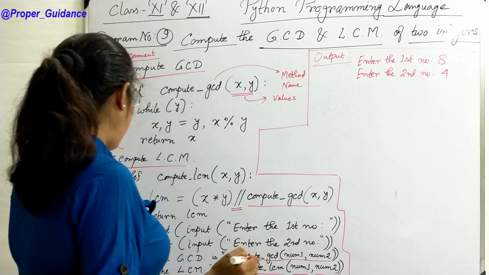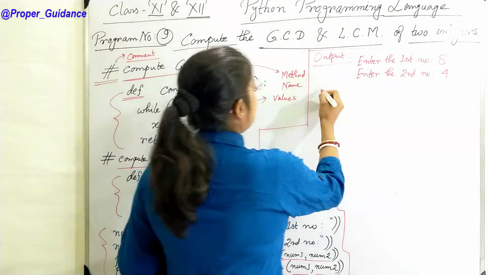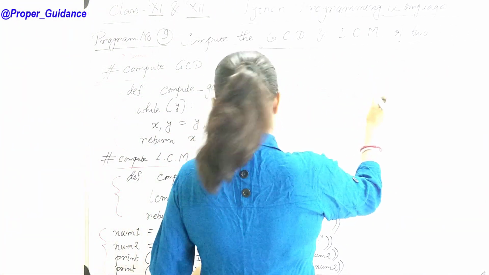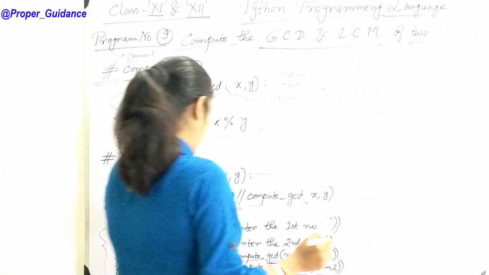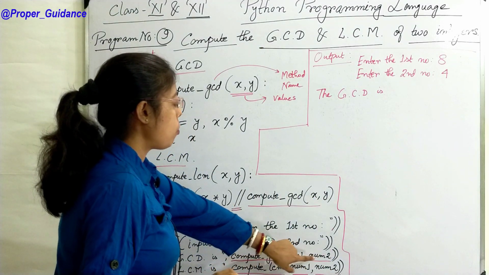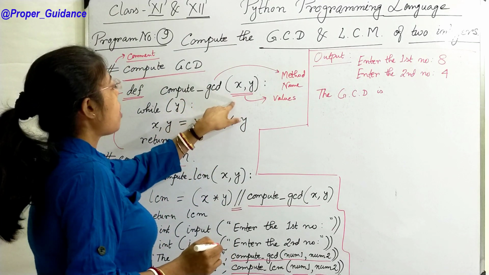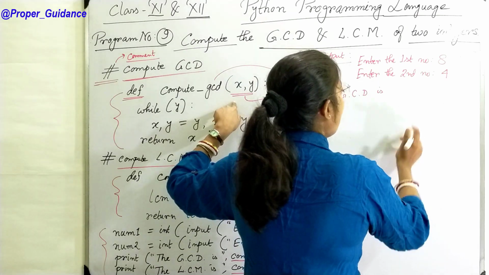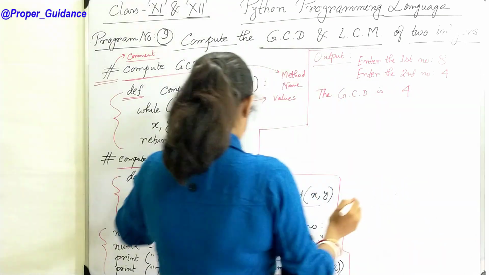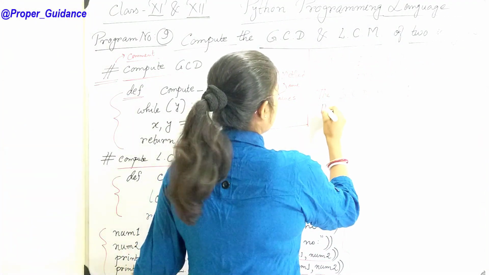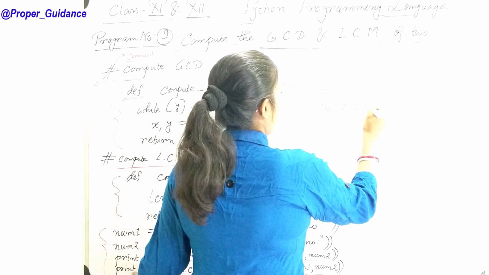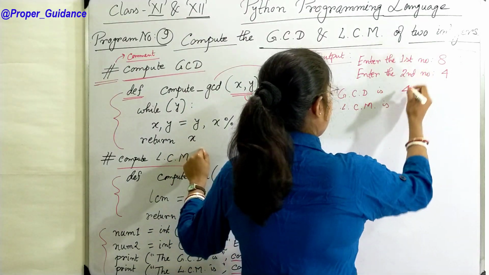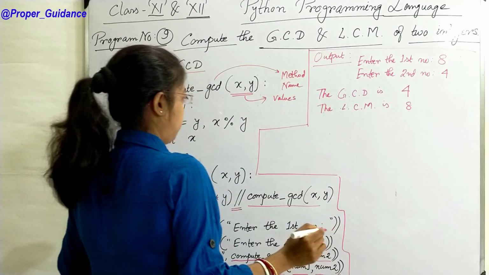Now print the GCD is. It will call the function compute GCD num1 num2, that is 8, 4. We know the GCD of 8 and 4 is 4. And then the LCM is, it will call this method and return the value 8.